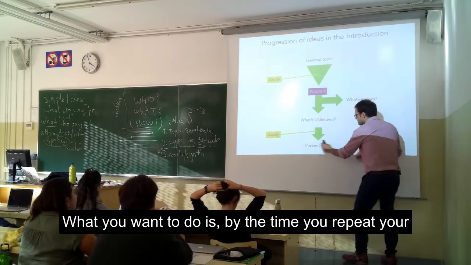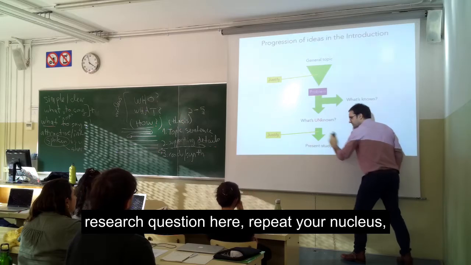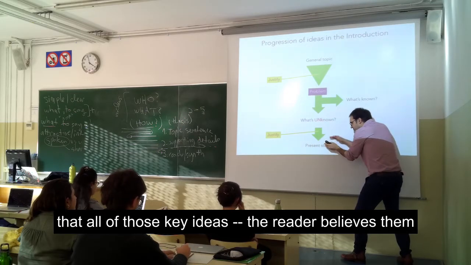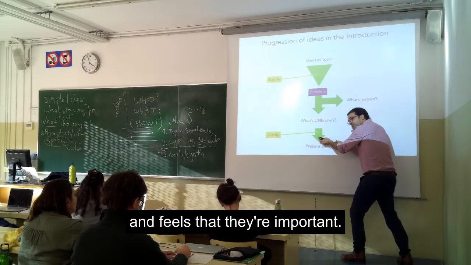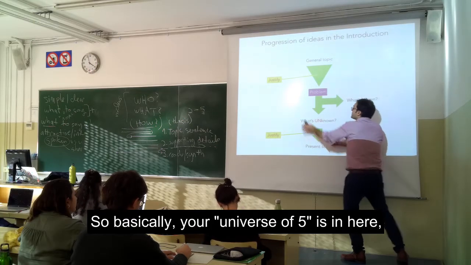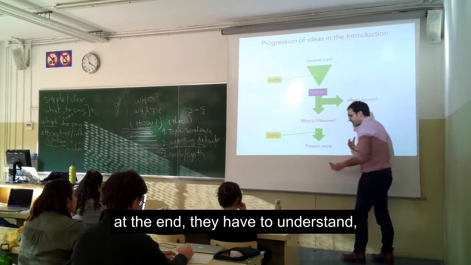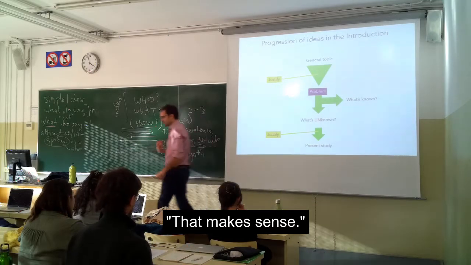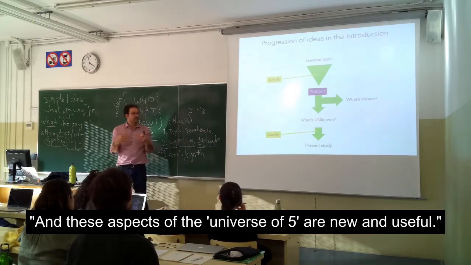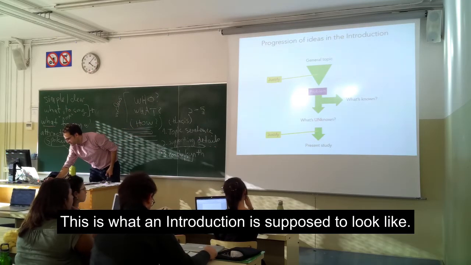What you want to do is, by the time you repeat your research question here, and repeat your nucleus, that all of those key ideas, the reader believes them and feels that they're important. So basically, it's your universe of 5 is in here, and by the time they see it at the end, they have to understand, yeah, we need to look at that universe of 5. That makes sense. And these aspects of the universe of 5 are new. This is what an introduction is supposed to do.